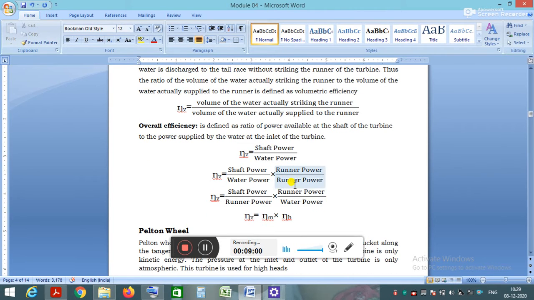Multiplying and dividing by runner power, we can write the overall efficiency as the product of mechanical efficiency and hydraulic efficiency. Okay, that's all.